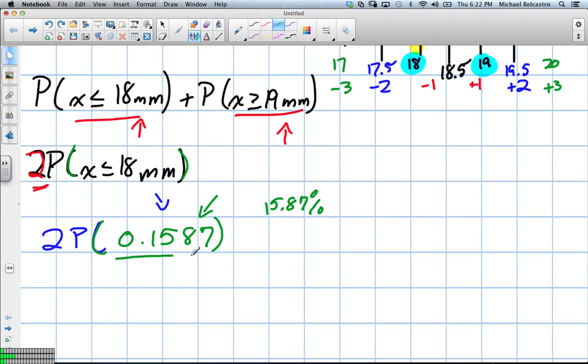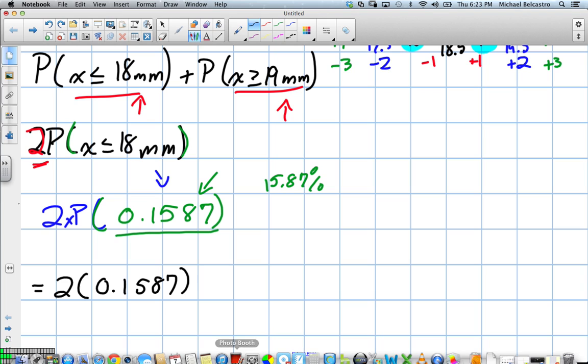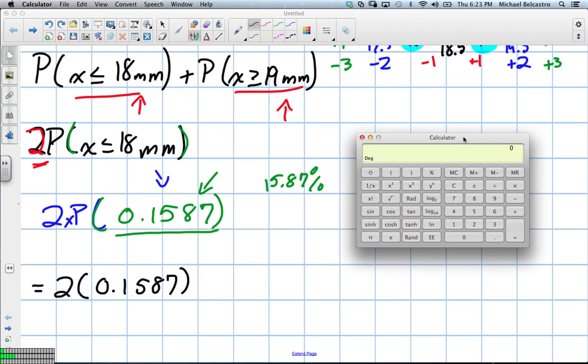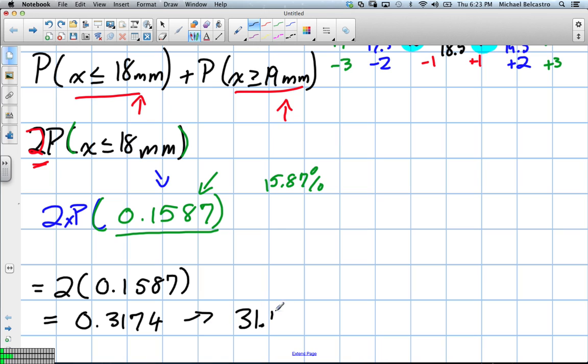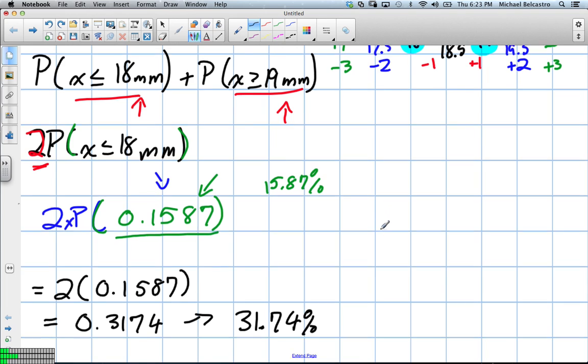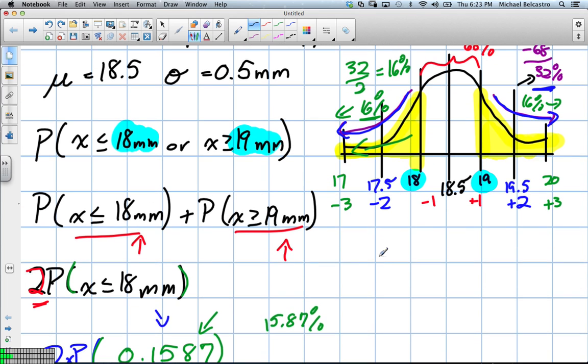Well, since the one to the left is 15.87, all we have to do is, because we know it's symmetrical, we multiply that value by 2. So we just have 2 times 0.1587. When he puts that into a calculator, we'll bring up our calculator here. 0.1587 times 2 is 0.3174, right? So in other words, the area under that curve is exactly 31.74%. And what did we say the percentage was going to be? 32. We are pretty much on, right?